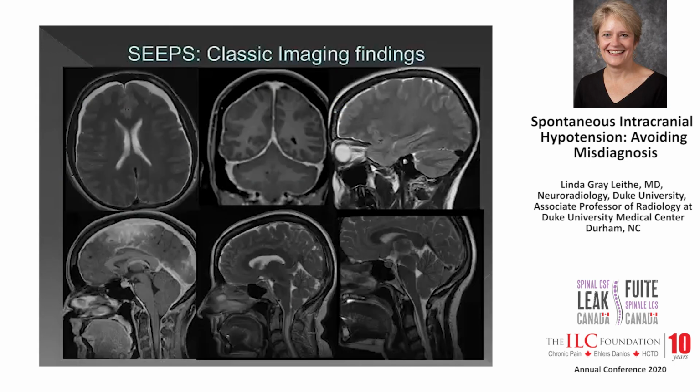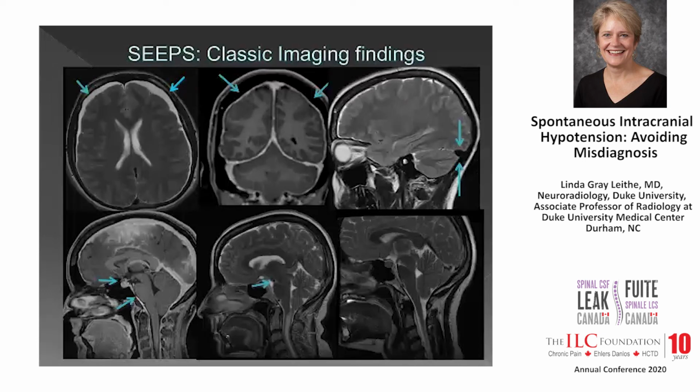There's a mnemonic, SEEPS, which can help an individual think about the things to look for when you're thinking about the potential diagnosis of intracranial hypotension. The first is subdural effusions, that's the S. Dural enhancement, that's E. Venous engorgement, second E. Pituitary swelling, loss of the prepontine cistern, and sagging brain.